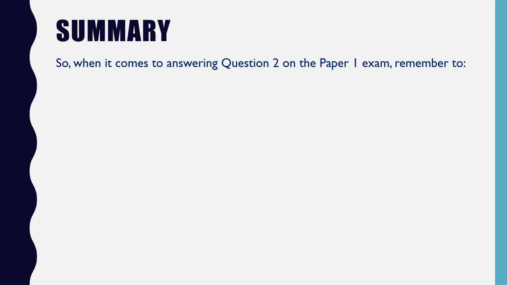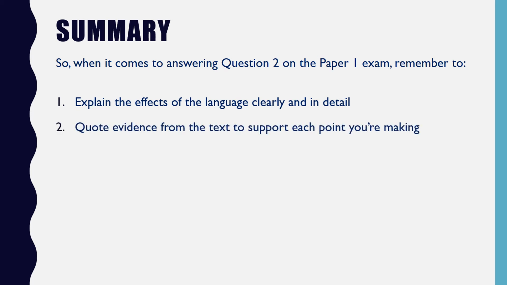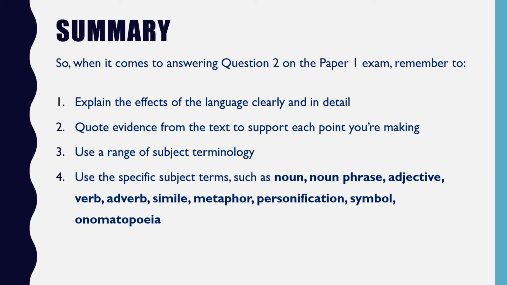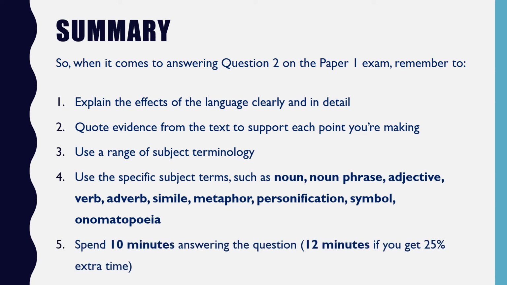So, when it comes to answering question 2 on the paper 1 exam, there's a few things you need to remember. Always explain the effects of the language clearly and in detail. Always quote evidence from the text to support each point you're making. Make sure you use a range of subject terminology. And always use the specific subject terms. And remember, you need to spend around 10 minutes answering this question, or 12 minutes if you get 25% extra time. Well, that's it for question 2.